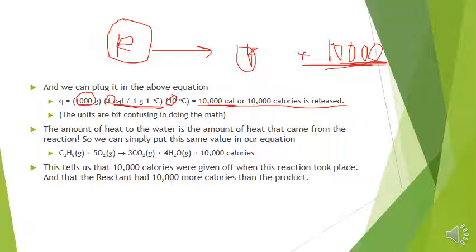So this is what we have. We have our reactant and then our product, and the difference between the two is 10,000 calories. So I know that my reactant has 10,000 more calories in it than my product.